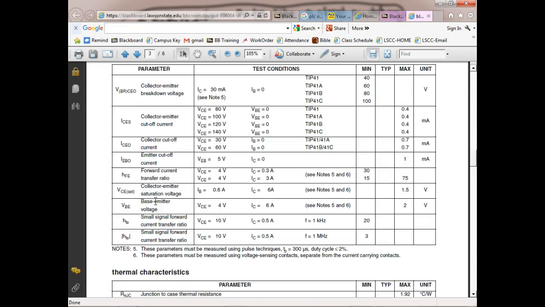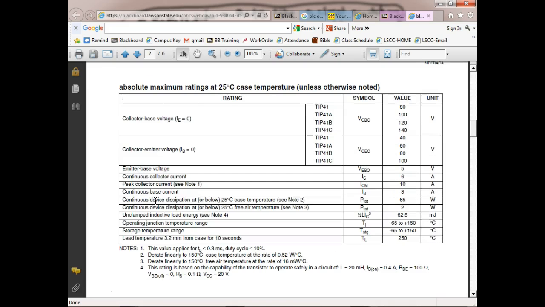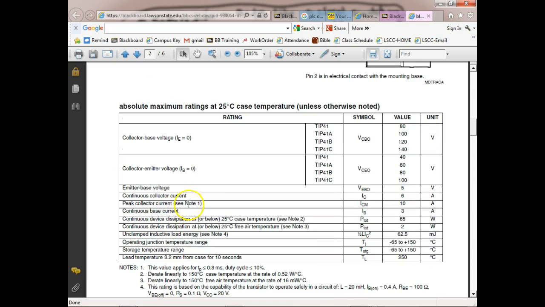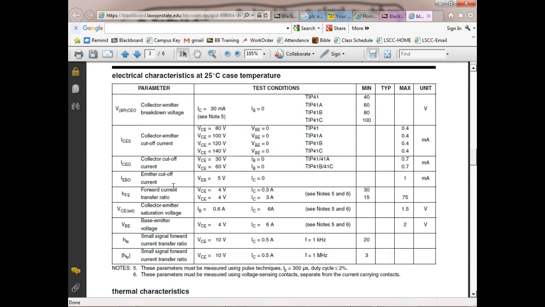I don't see the other breakover voltages. Normally we get a collector to emitter breakover voltage, and we get a base to emitter breakover voltage. And we also get a base to collector breakover voltage. And here's hFE. So this guy could have a gain anywhere between 15 and 75. Minimum would be 15, maximum would be what? 75.